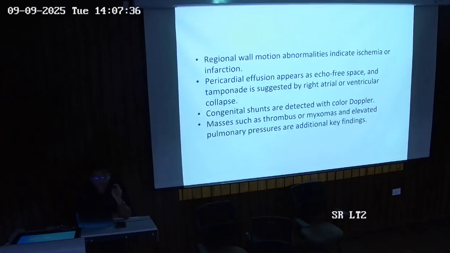Pericardial effusion appears as an echo-free space, and tamponade is assessed by right atrial or ventricular collapse. There is a collection of fluid that appears as the echo-free space. Along with this, if there is right atrial or right ventricular collapse, with less mobility during systole in the right atrium and right ventricle, along with the echo-free space, it is a strong suggestion of pericardial effusion.